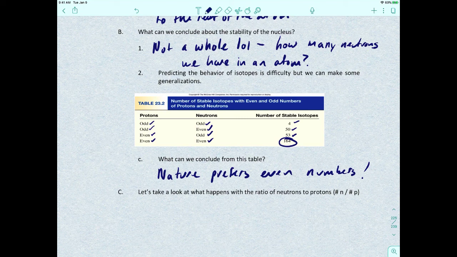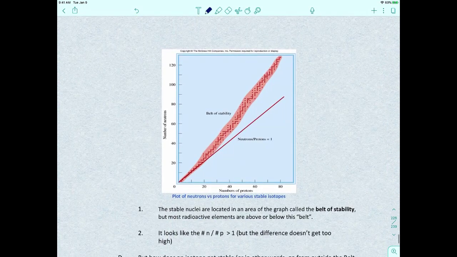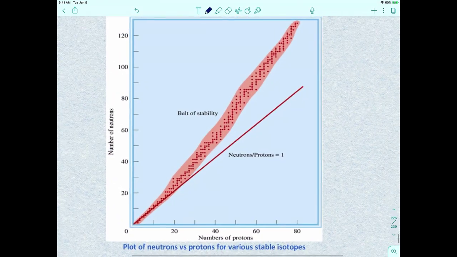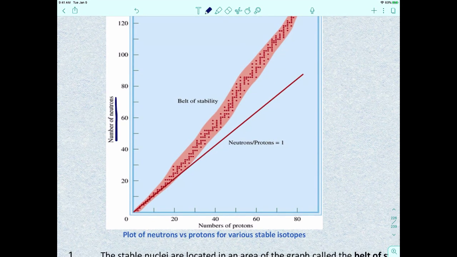Now, let's take a look at what happens with the ratio of neutrons to protons. So in this picture, what we're looking at on the left-hand side, on the y-axis, is the number of neutrons. On the x-axis, we're looking at the number of protons. Okay, and this red line right here is indicating that if you take the number of neutrons and divide it by the number of protons, so you try to find the slope of this line, this is going to be equal to 1. So this is like the graph y equals x.